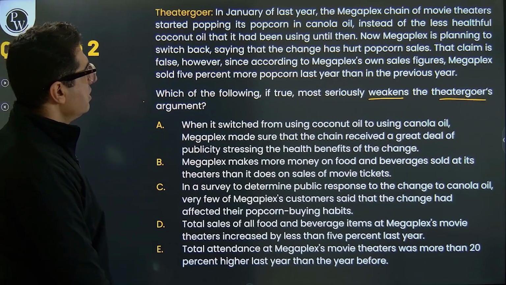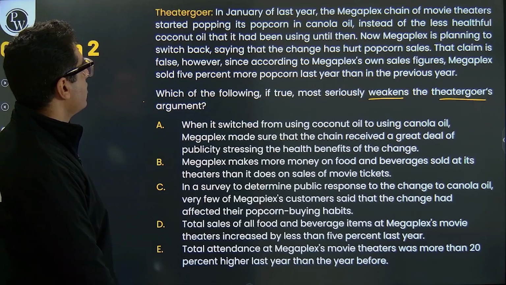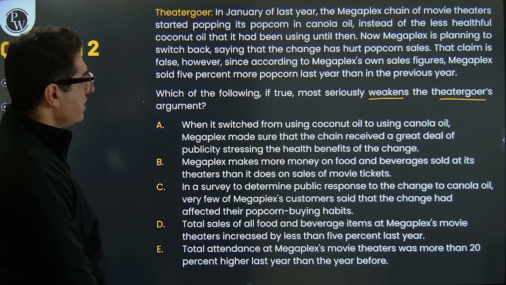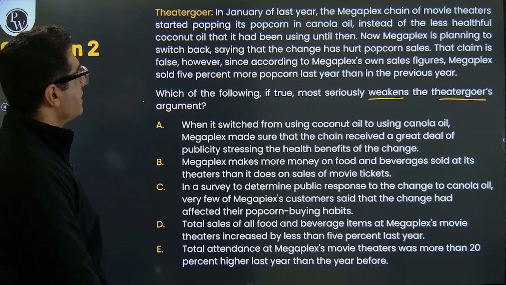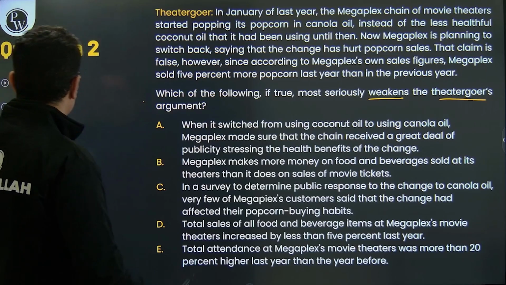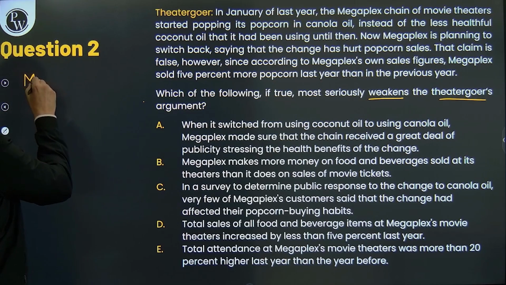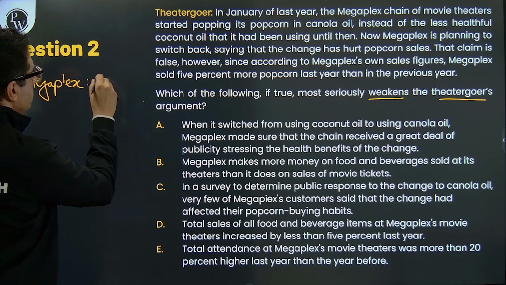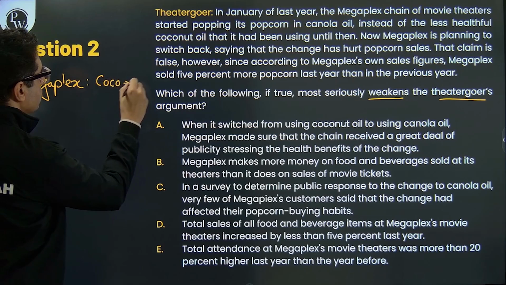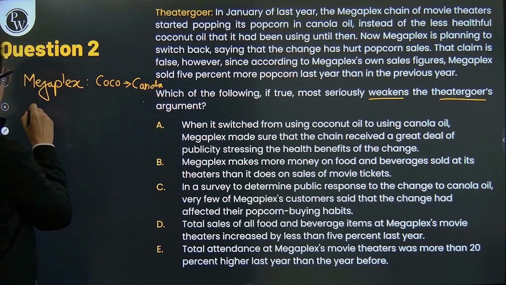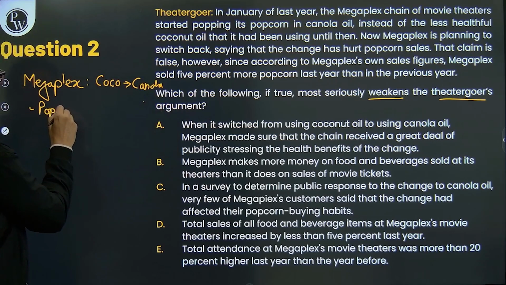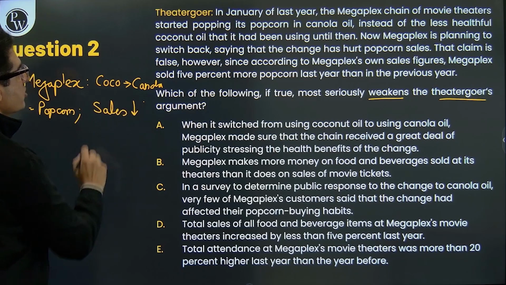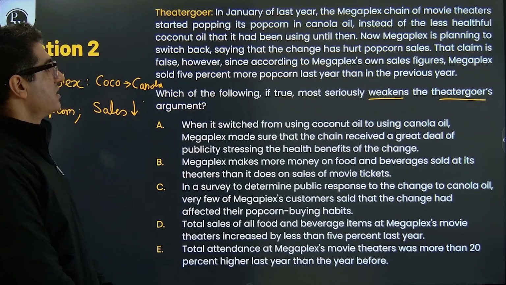In January of last year, the Megaplex chain of movie theatres started popping its popcorn in canola oil instead of the less healthful coconut oil that it had been using until then. Now Megaplex is planning to switch back, saying that the change has hurt popcorn sales. So what do we know? We know that Megaplex shifted from coconut oil to canola oil for frying their popcorn, and they are saying that this move has led to a reduction in their popcorn sales.